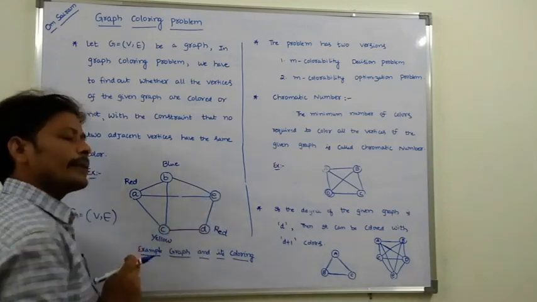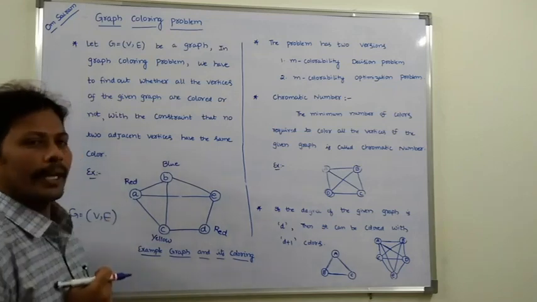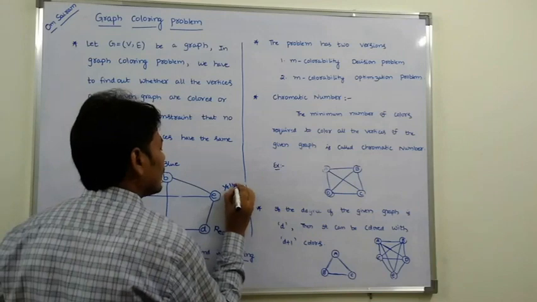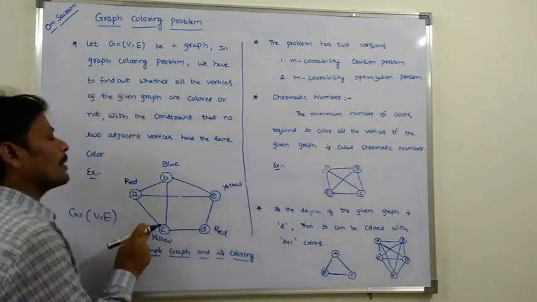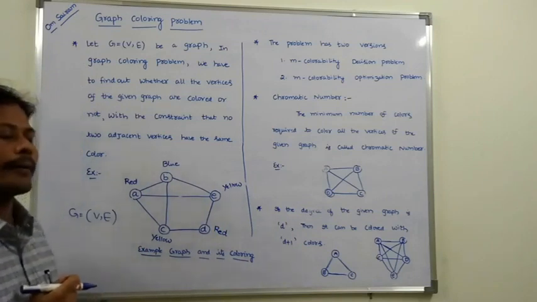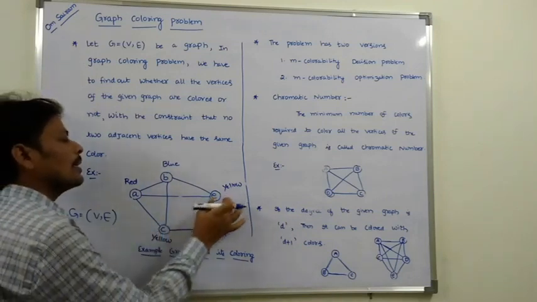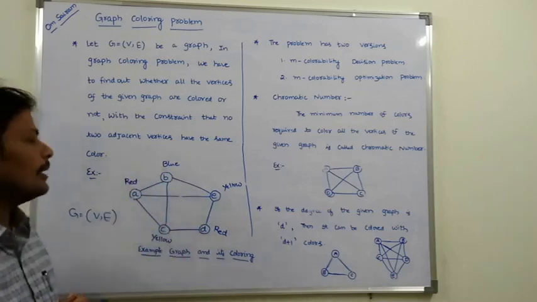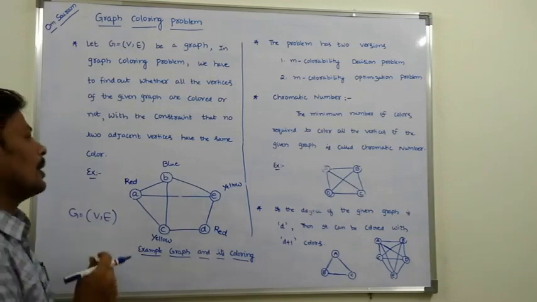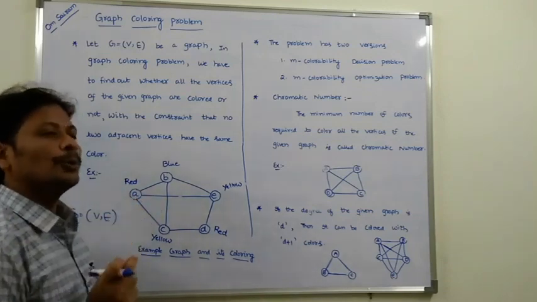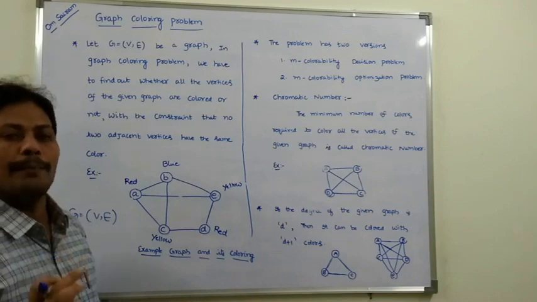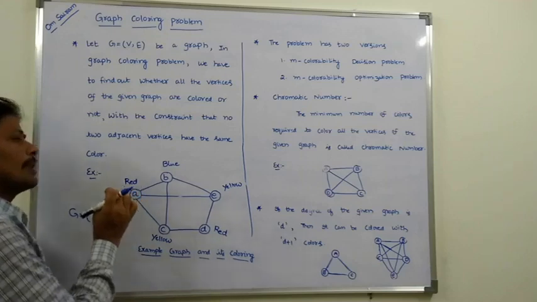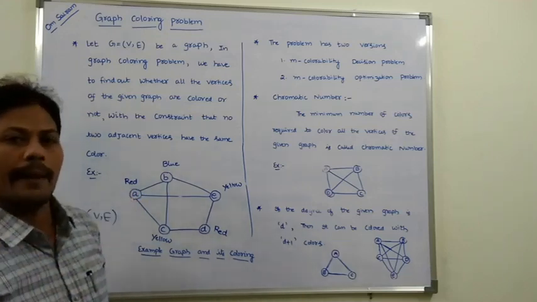Next, vertex E is not adjacent to vertex C, so we use the same color for vertex E. Vertex C and vertex E are not adjacent, so we are using the same color. So all these vertices are filled with 3 colors. Check once whether any 2 adjacent vertices have the same color or not. Any 2 adjacent vertices do not have the same color.